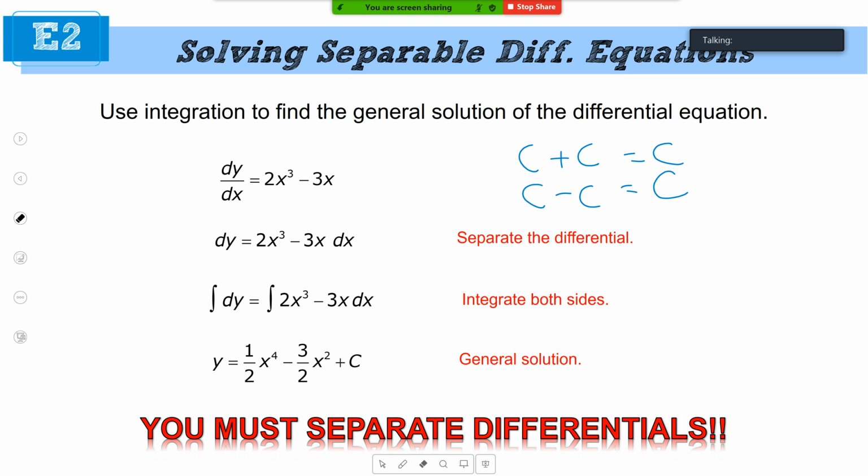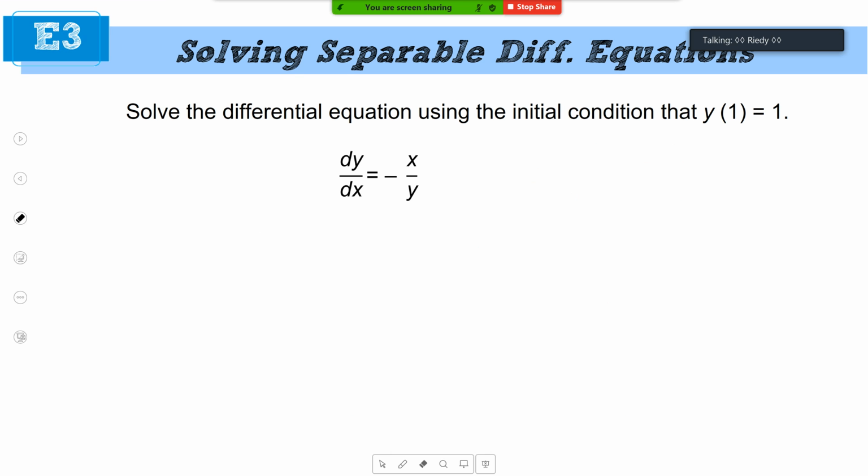You must separate the differentials. And to emphasize this point, I'm going to show you an AP question in a second. Okay, that should look familiar. Where have you seen that before? Slope field? Yeah. I think that was number 3 on the slope fields worksheet yesterday. And I said to you, oh, we don't really know how to solve that. Well, guess what? Now we do.